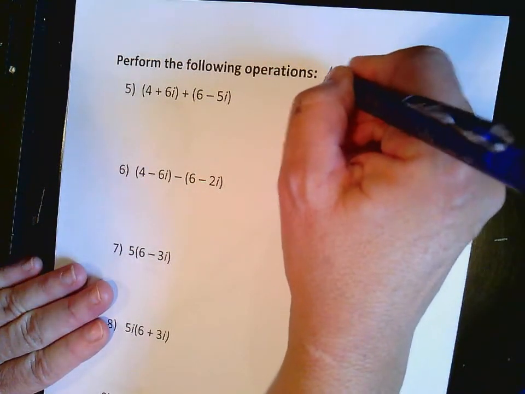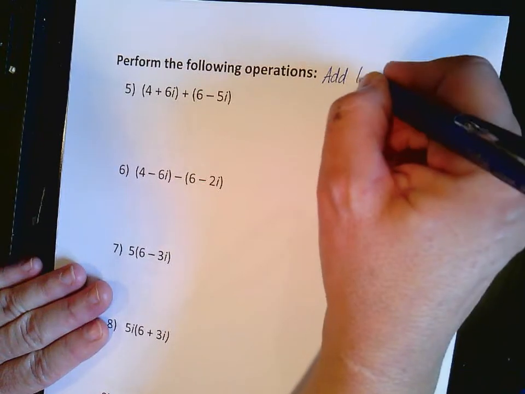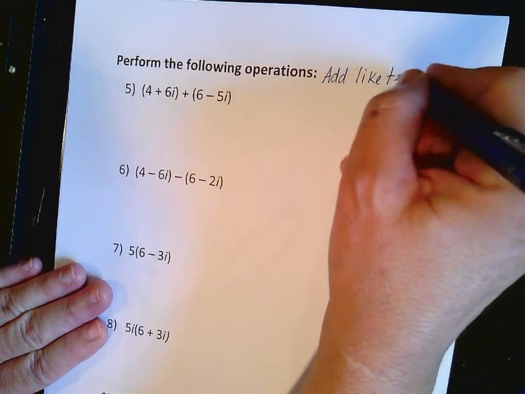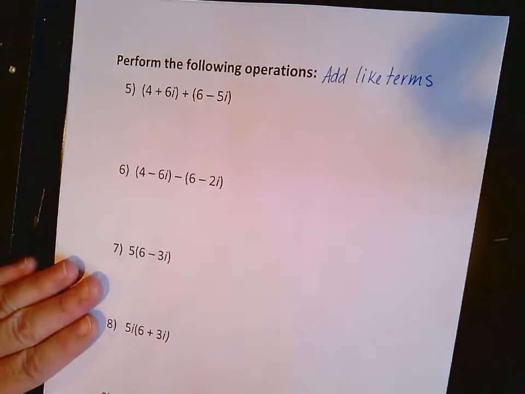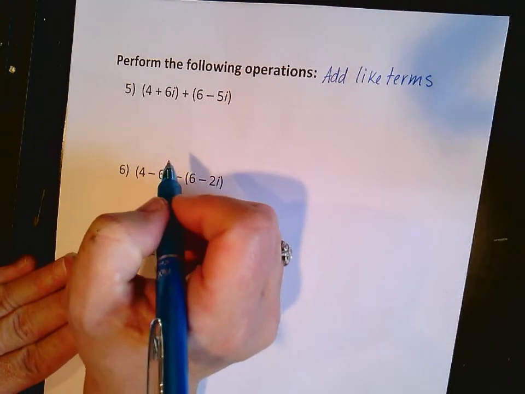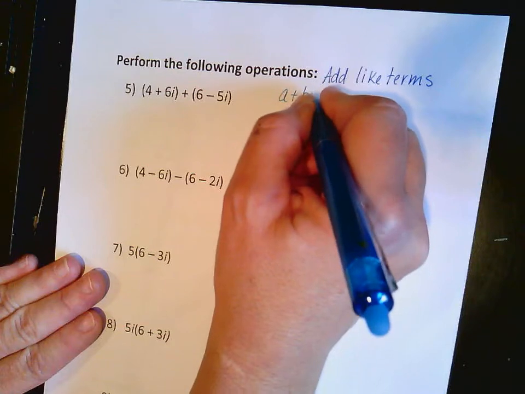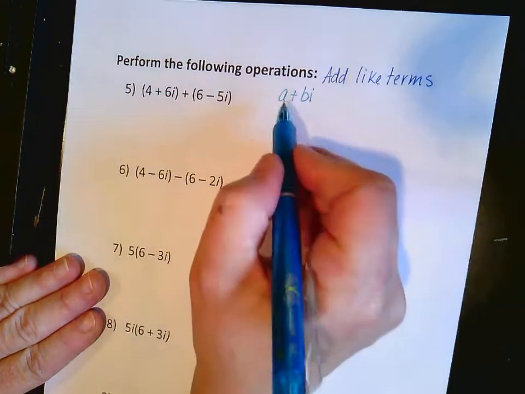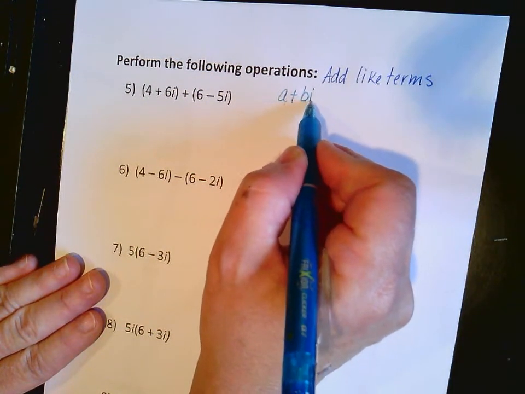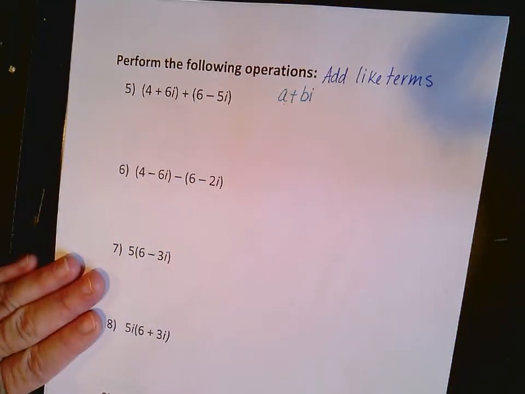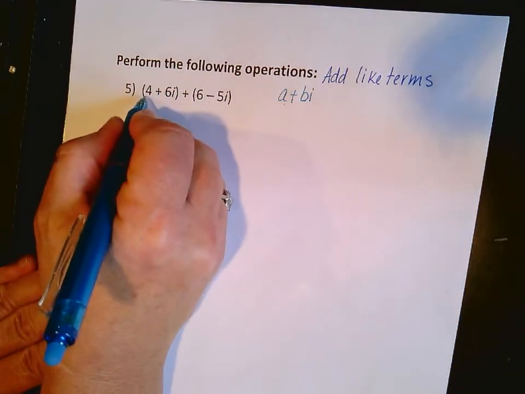And when you're looking at this, when we're adding and subtracting, we add like terms, just like you would with a variable. Okay, so I can combine the i's together and I can combine the whole numbers together. What you want to remember is that the format for imaginary numbers is the constant plus the number times i. The i term always comes last. So I'm going to combine the constants first.